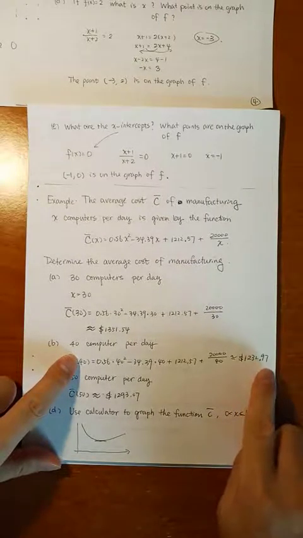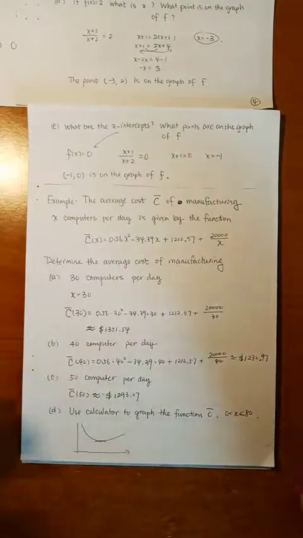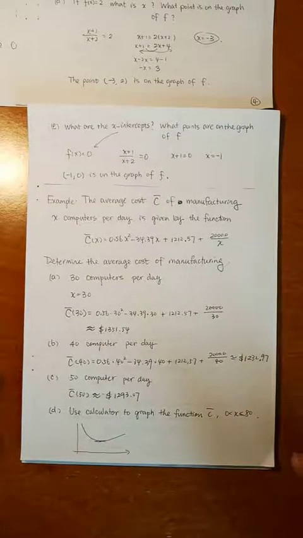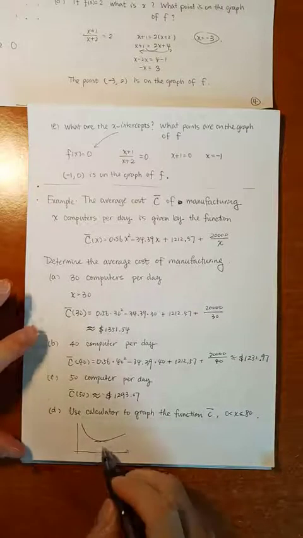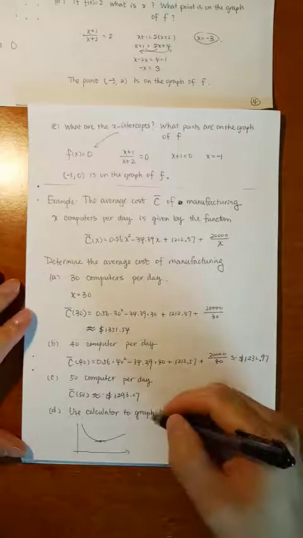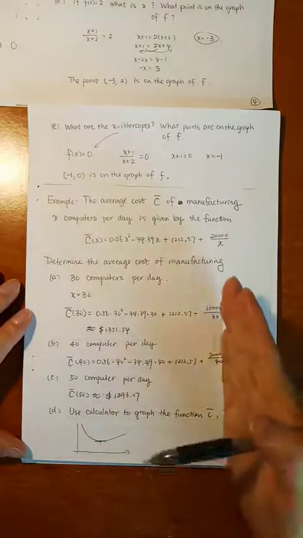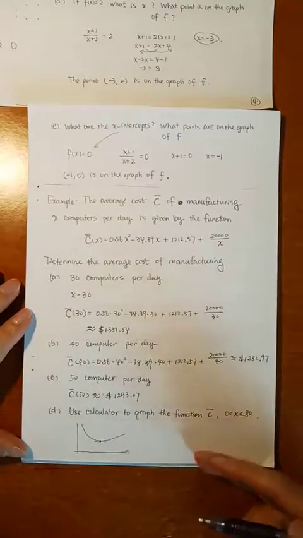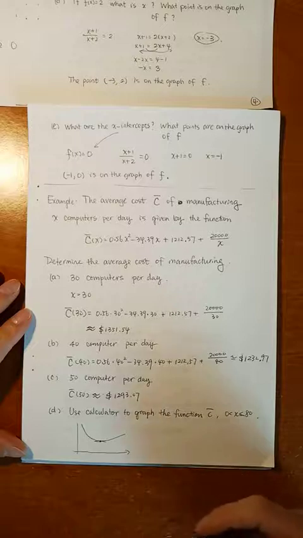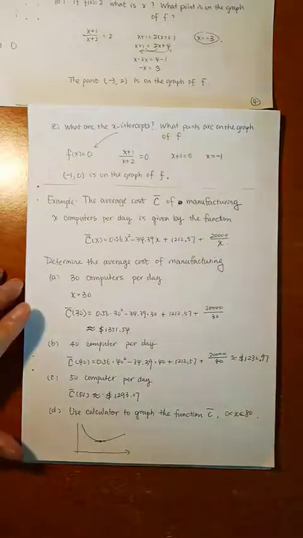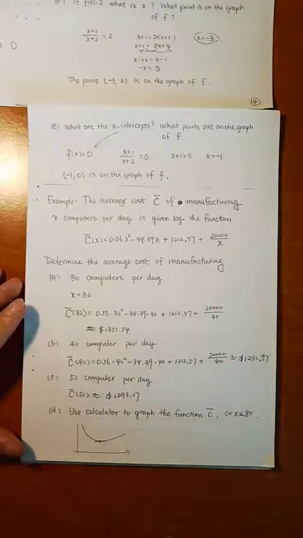Okay. So it's not about the graph itself, but you can apply the graph to real life. And if you want a more precise value, you have to use a calculator to list the table, like x is 1, x is 2, x is 3, up to x is 80, and from that you can figure out the minimum cost, the cheapest cost.